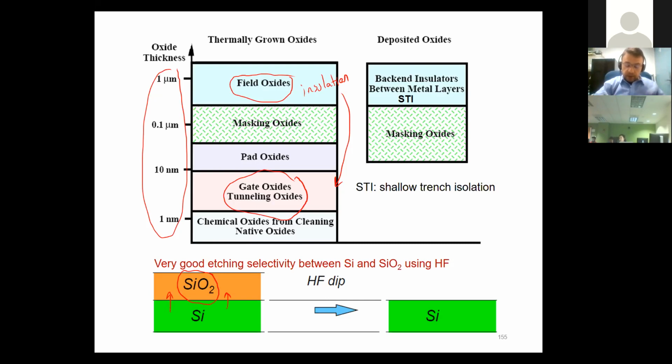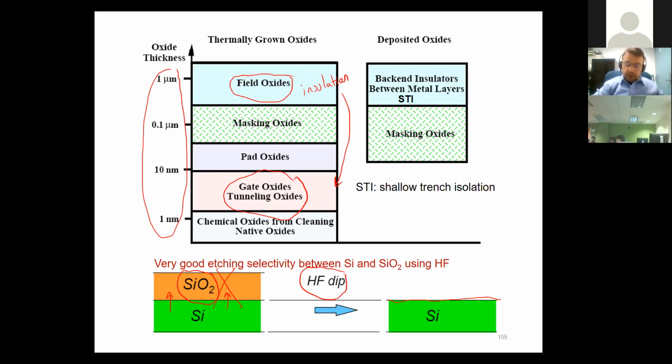But the other thing is, once you dip into HF, this nasty acid, you can selectively remove the silicon dioxide and be left with the silicon wafer only. So that's a good selectivity between silicon dioxide and silicon.